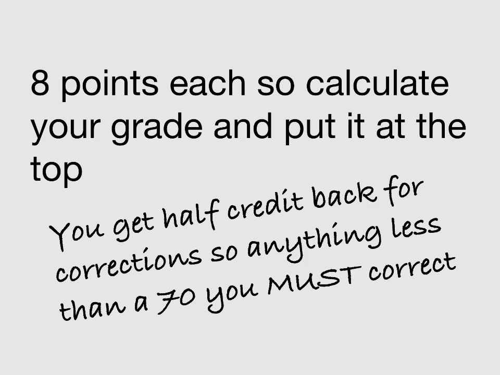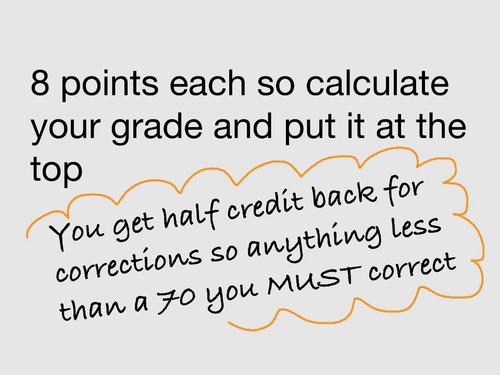Okay, after you mark how many you got wrong, this should be 8 points each. So calculate the grade and put it at the top. Now, this is important. When you do your corrections, you get half credit back. So if I got a 50 on the test, that means I lost 50 points. What's half of 50? 25, so I can get 25 back, so my new test grade would be a 75.